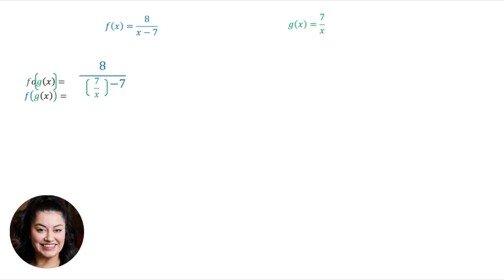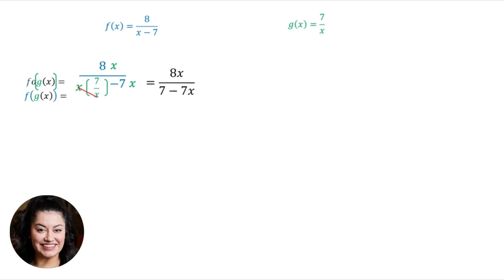I'm going to go ahead and simplify this fraction by multiplying each term by the smaller denominator, the x. On bottom, a division of x, a multiplication of x. These two x's will cancel. And I'm left with a simplified fraction of 8x divided by 7 minus 7x.